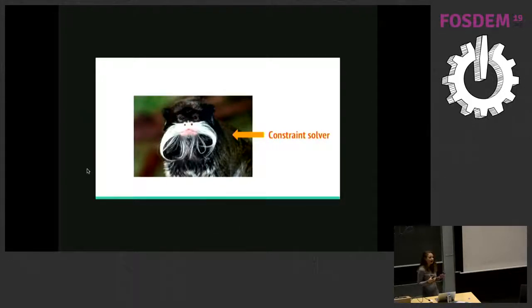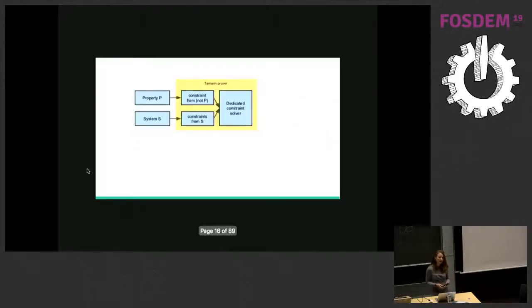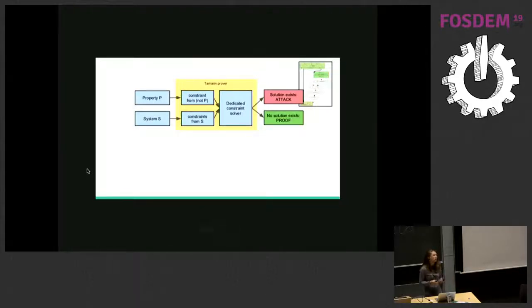Okay, so Tamarin is actually a custom constraint solver, which is masquerading as a theorem prover. Tamarin will take as inputs a property P and a system S. And then using S and the negation of P, it comes up with a set of constraints, and it tries to solve for those constraints. If it actually finds a solution, it means we have an attack. It means that P is not satisfied by S. And Tamarin will spit out a very nice attack graph for you to be able to see this. If you don't find a solution, it means we have a proof. P is always satisfied by S.